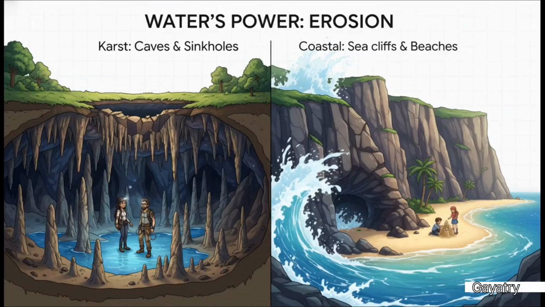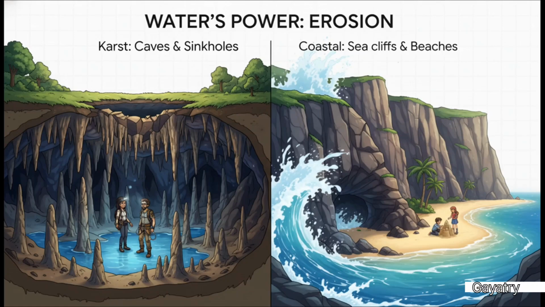But water doesn't just work on the surface. It also works in secret. In areas rich in limestone, mildly acidic groundwater actually chemically dissolves the rock from the inside out. This creates hidden karst topography, which means massive underground caves, dripping stalactites, and sudden sinkholes.